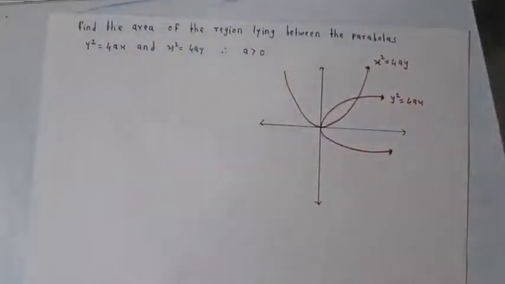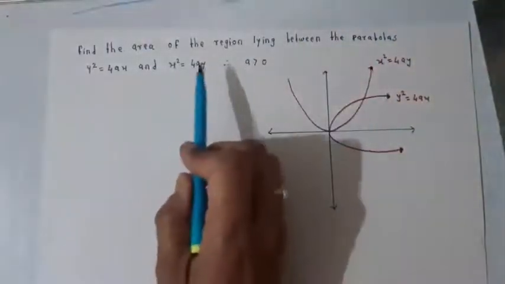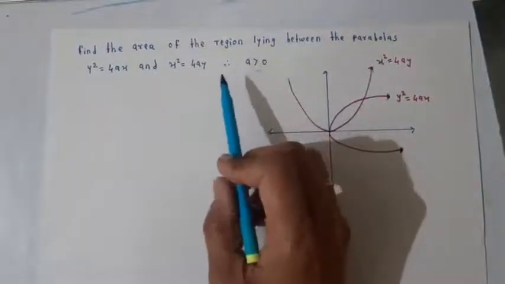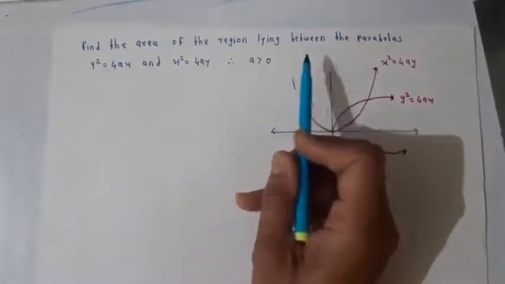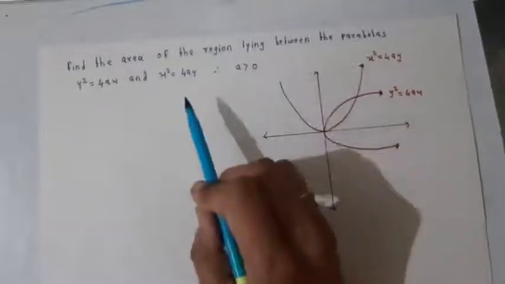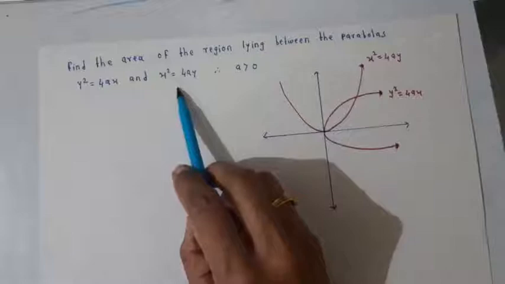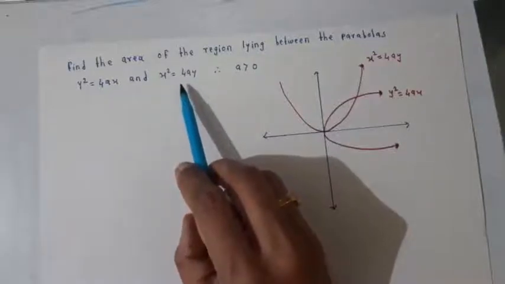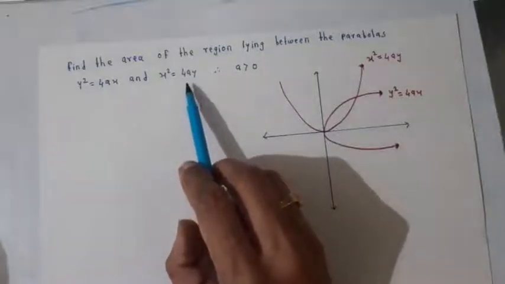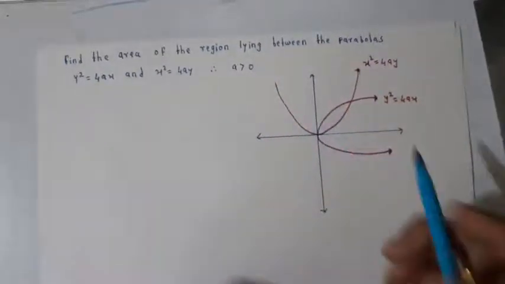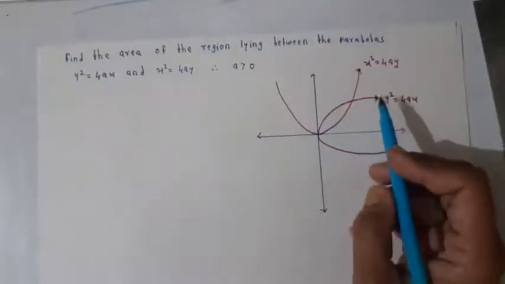Now the next problem is to find the area of the region lying between the parabolas y square equal to 4ax and x square equal to 4ay. So first let us find out the required area. For that, draw the curve.